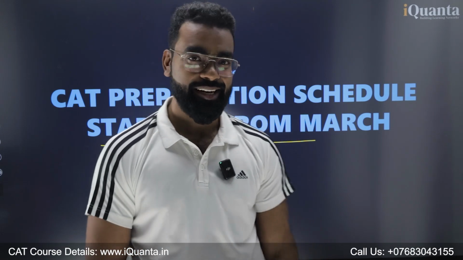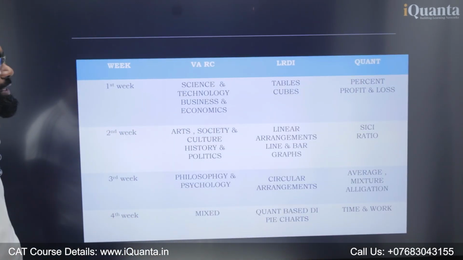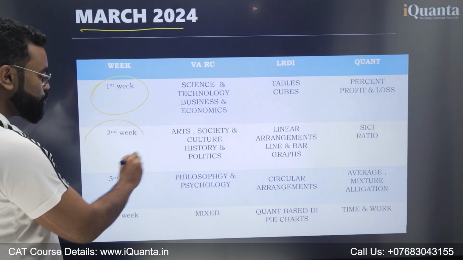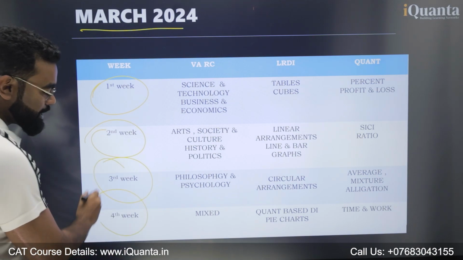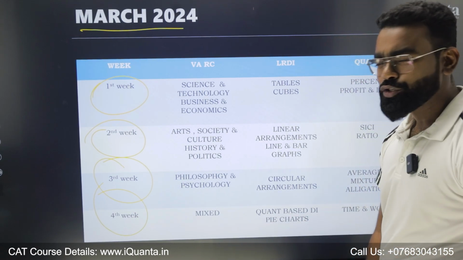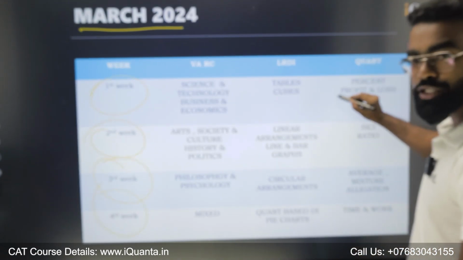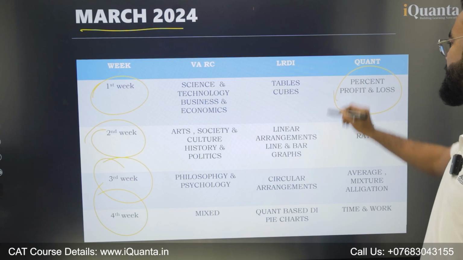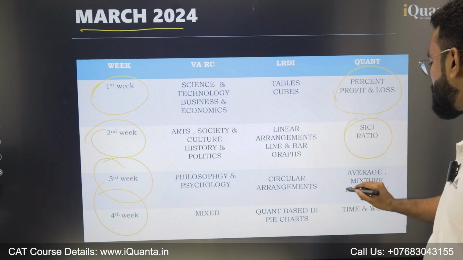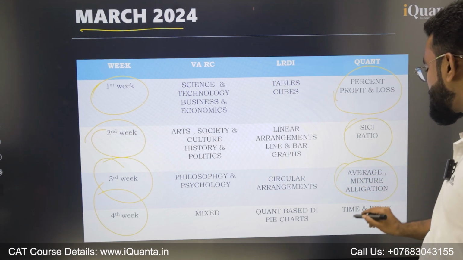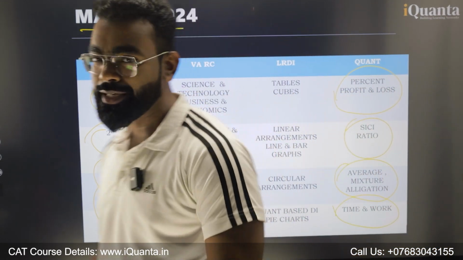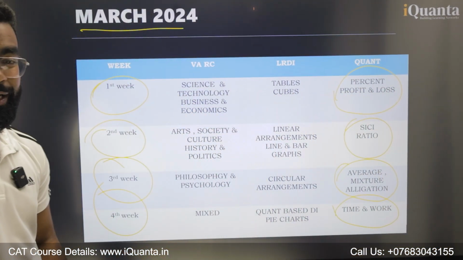So let's begin. Let's say I start from March 2024: week 1, week 2, week 3, and week 4. There are 4 weeks. In Quant, week 1 is percentage and profit and loss. Second week, you do SI CI and ratio. Third week, average, mixture and allegation. Fourth week, time and work. And please take screenshots, you are free to, because this is going to help you for your next 8 months.